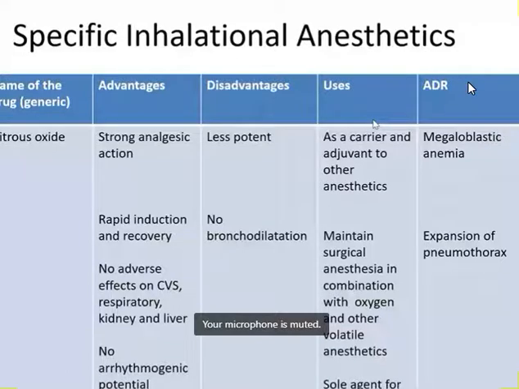so that other drugs which have the disadvantage of a slower onset of action, like halothane, can now act faster when they are combined with nitrous oxide. That means they are used mainly as a carrier and adjuvant to other anesthetics. Mainly they are combined with drugs like halothane, and they also maintain surgical anesthesia in combination with oxygen and other volatile anesthetics.